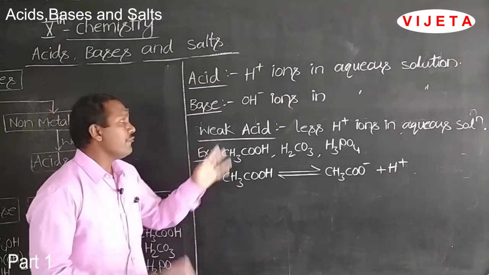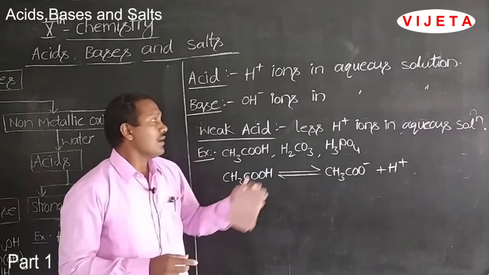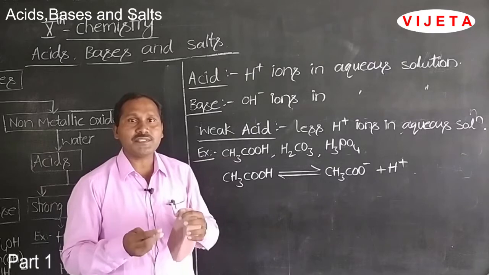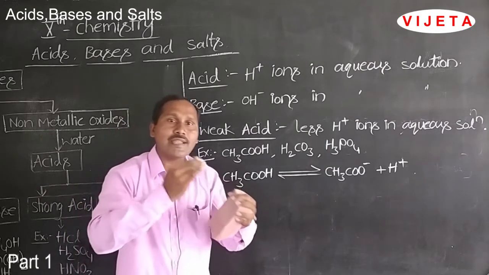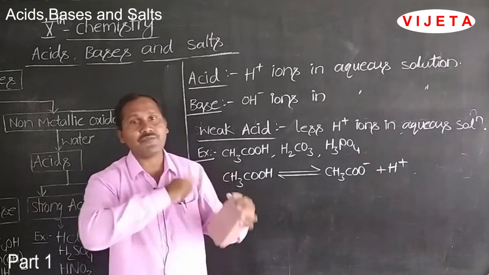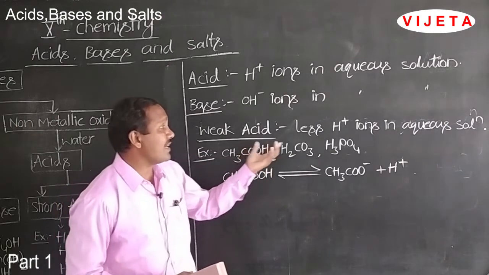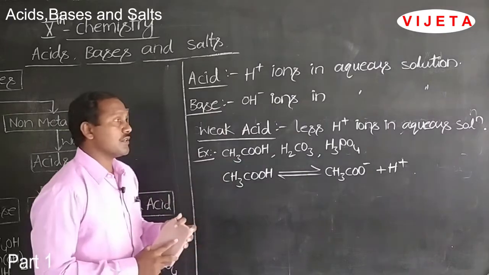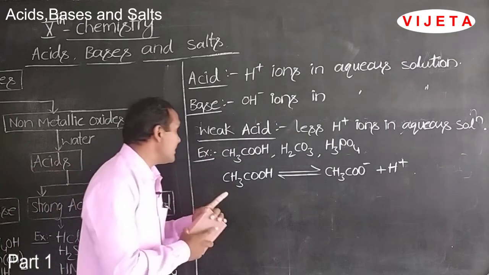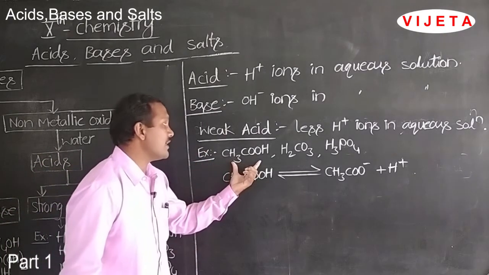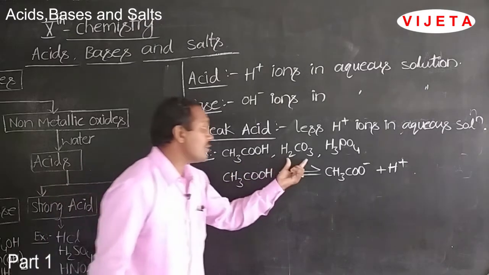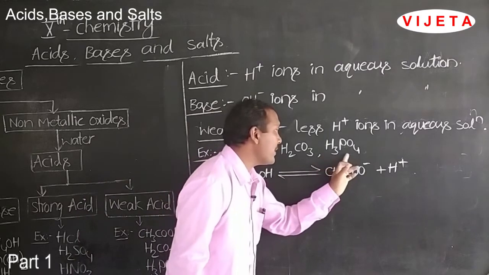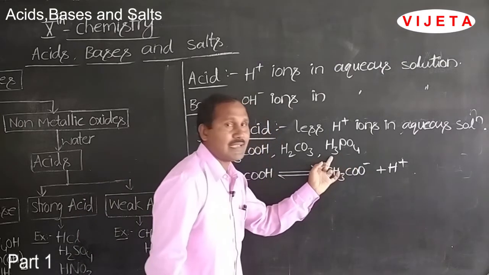Next one, weak acid. Less H+ ions means incompletely ionized: the substance is less than 100% ionized. Simply, less H+ ions in aqueous solution. Some examples of weak acid are CH3COOH, acetic acid, H2CO3, carbonic acid, and H3PO4, phosphoric acid.